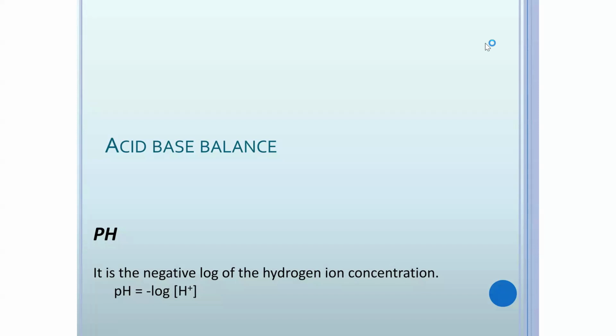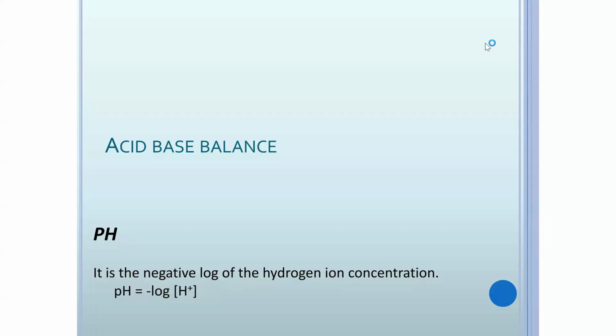Today we are going to look at acid-base balance. Generally in the body, our body fluid is surrounded with a lot of hydrogen ion concentration.